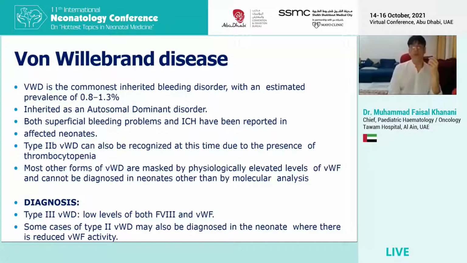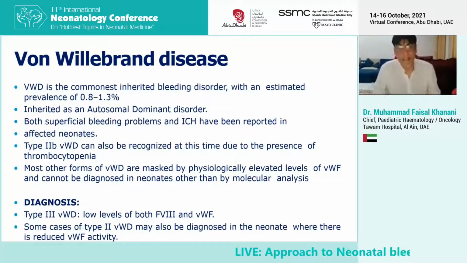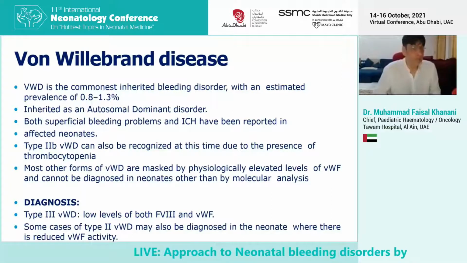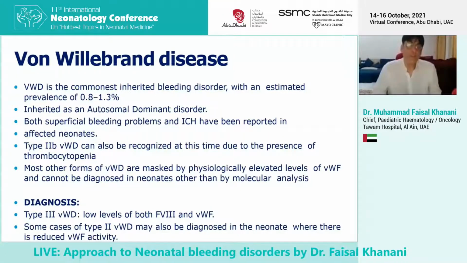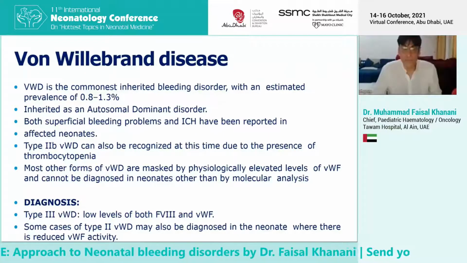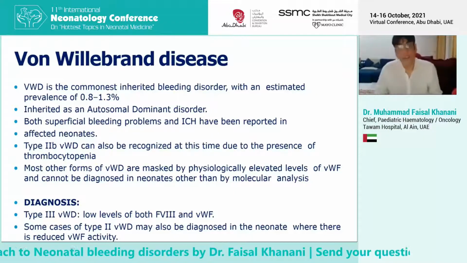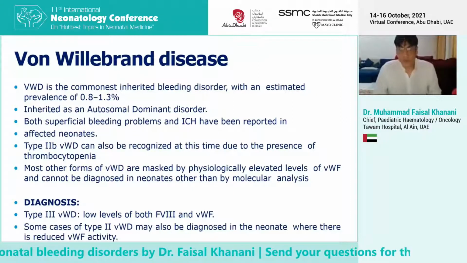Von Willebrand disease is the commonest, with an estimated prevalence of 0.8 to 1.3 percent, and is autosomal dominant. It can give you superficial bleeding. Intracranial hemorrhage is seen only in type 3. The commonest one is type 1, which is a very mild type and can present later on. But type 2B can come with thrombocytopenia.